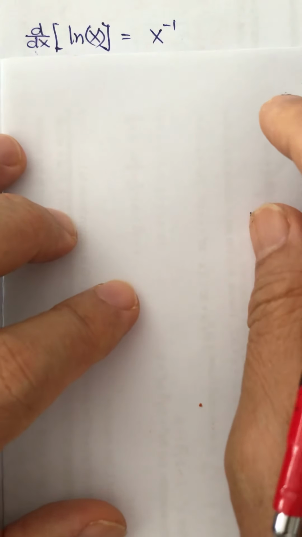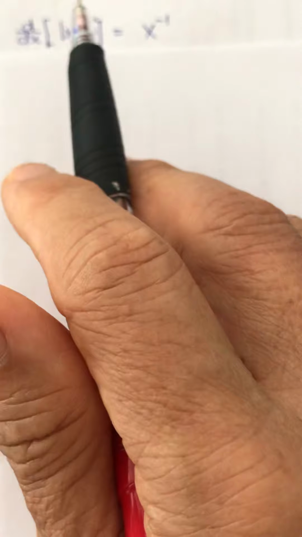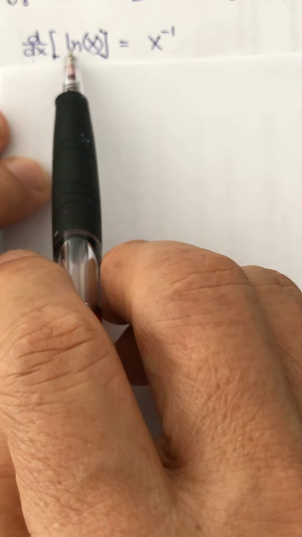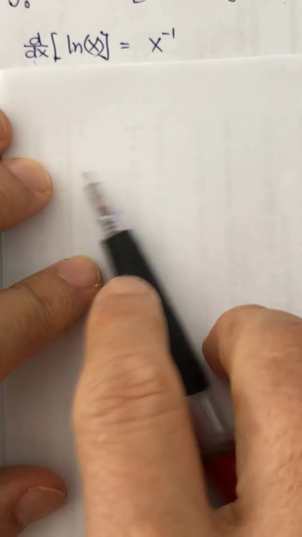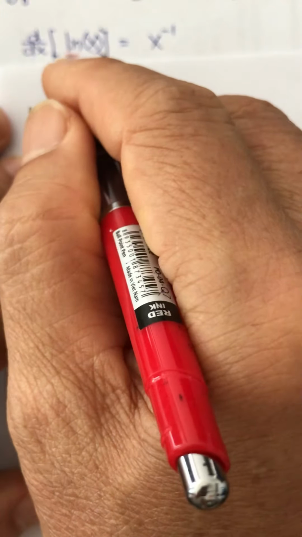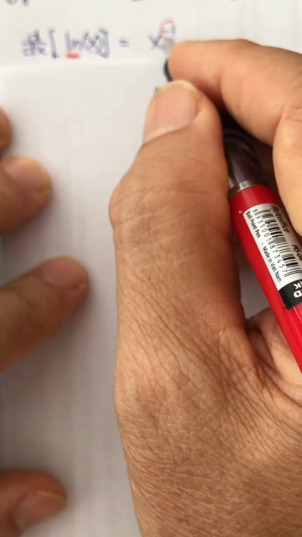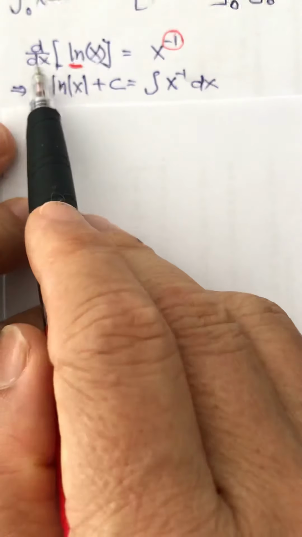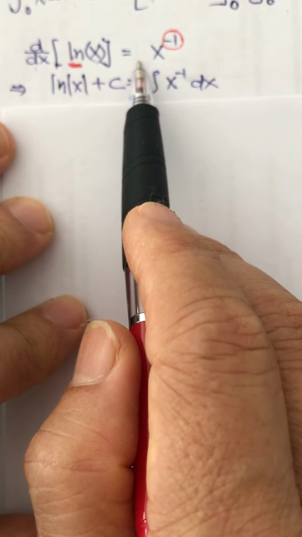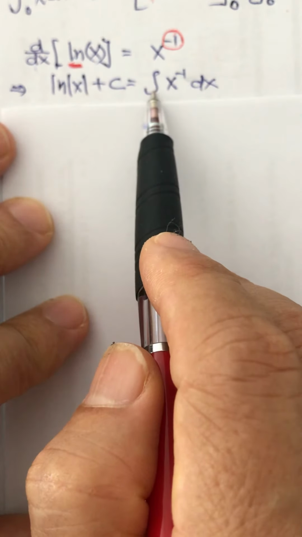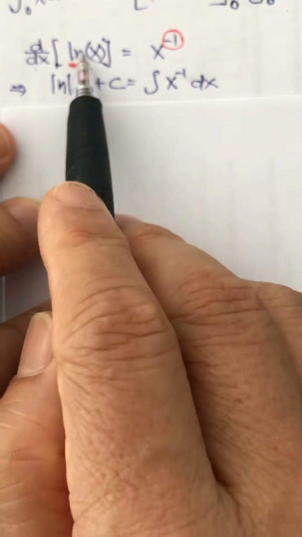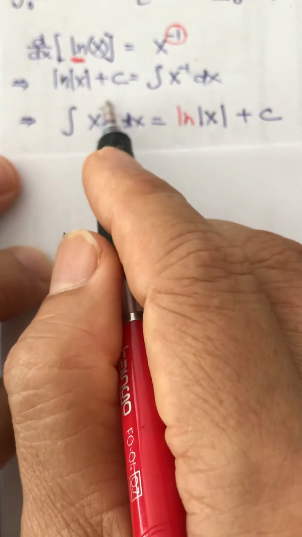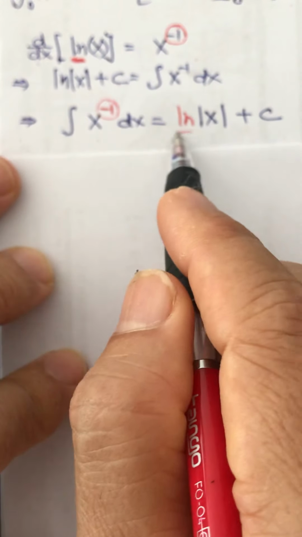Okay, now we look at this one. Let's say I differentiate ln x, I will get x^-1. That means differentiate means you want to change this function ln into x^-1. So when I bring the differentiate over here, I get the inverse, which is the integration: integrate x^-1 dx, I will get ln modulus x plus c. So this is what you get.